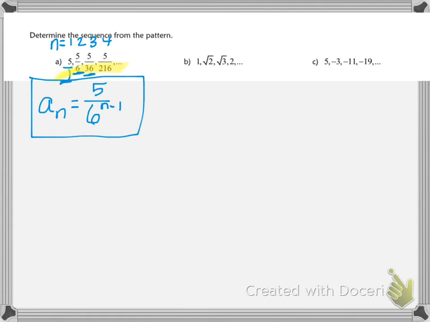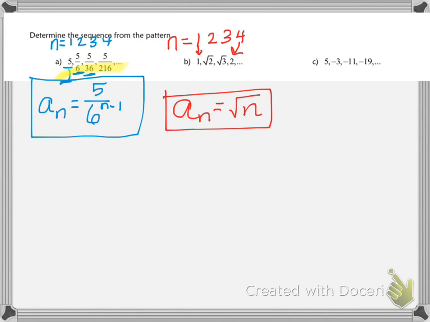Now, letter B is an interesting one because you might look at it and say, well, why are there some that are square roots, some that are not? Well, again, if we think about this as n equals 1, 2, 3, 4 for first term, second term, etc., if we look at the second and the third term, you're taking the square root of n. Does that same thing work if I take the square root of 1? Is the square root of 1, 1? Answer's yes. Is the square root of 4, 2? Answer's yes. So for this one, it would just be a sub n equals the square root of n.